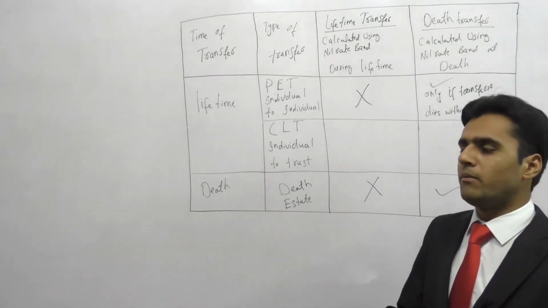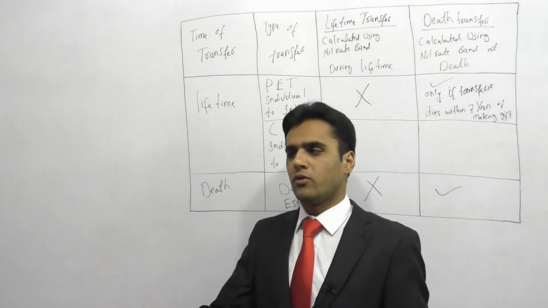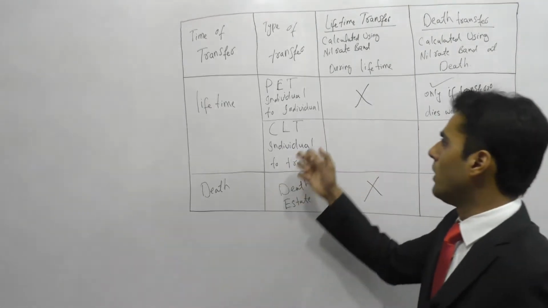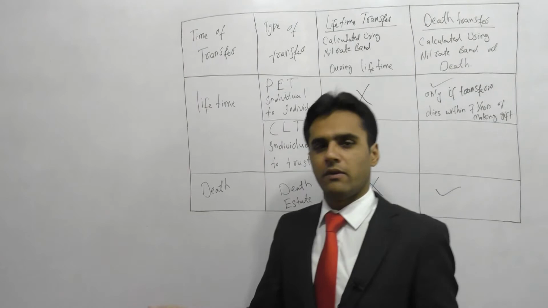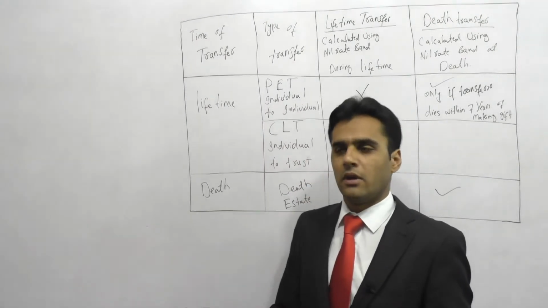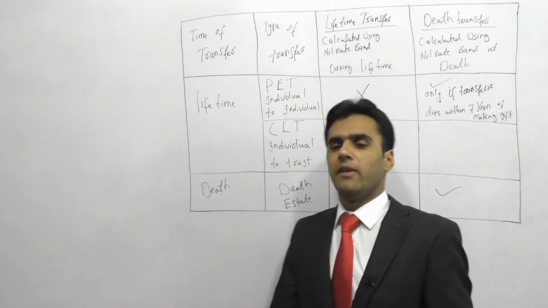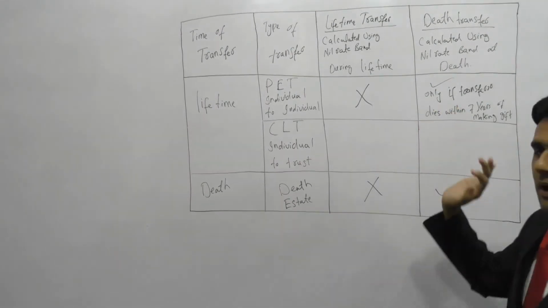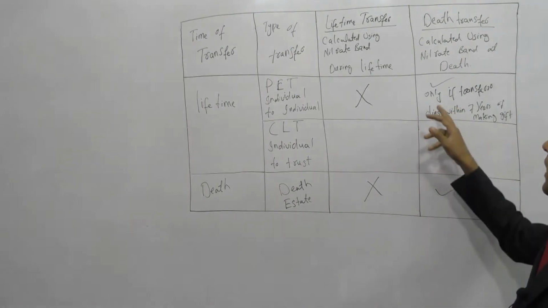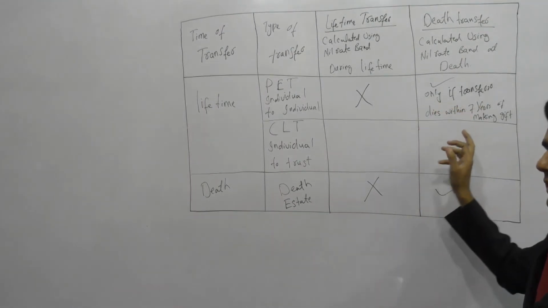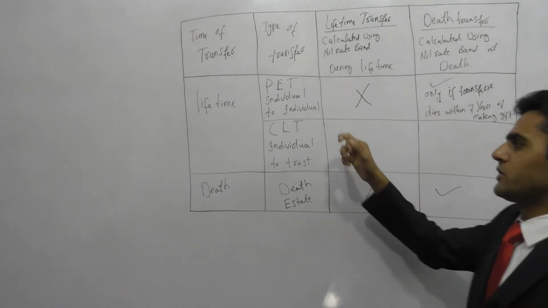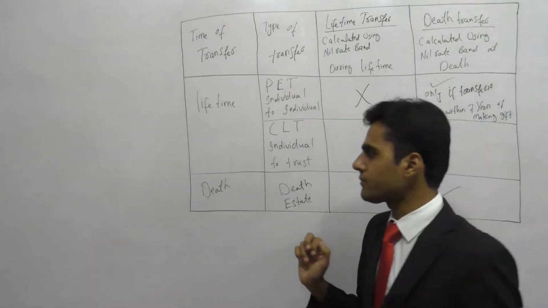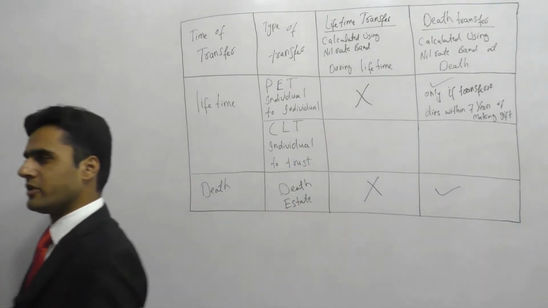Now if the individual makes a lifetime gift to another individual, there is no lifetime tax on that. And if the individual survives for 7 years after making the gift, if the individual does not die, then there will be no tax on death as well. However, if the individual dies within 7 years of making the gift, then there will be inheritance tax on the potentially exempt transfer. Right, so our potentially exempt transfer is done.